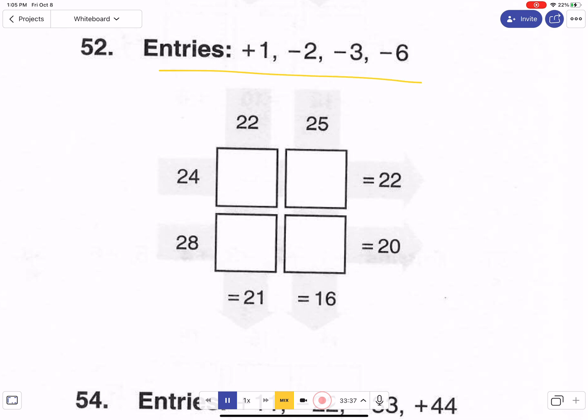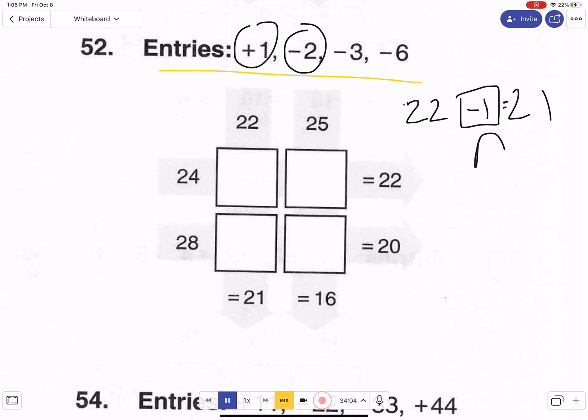Next problem, our entries. So the numbers are getting a bit bigger here. So to get from 22 to 21, what do we need? If you said minus 1, you're correct. So which two of these gets minus 1? If you said negative 2 and plus 1, you're correct.